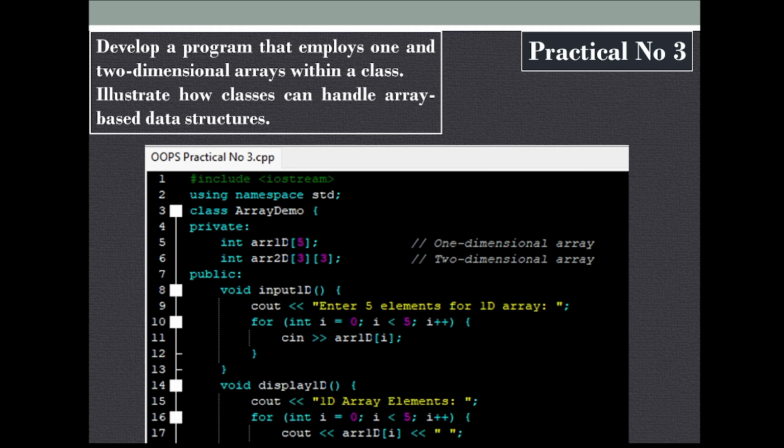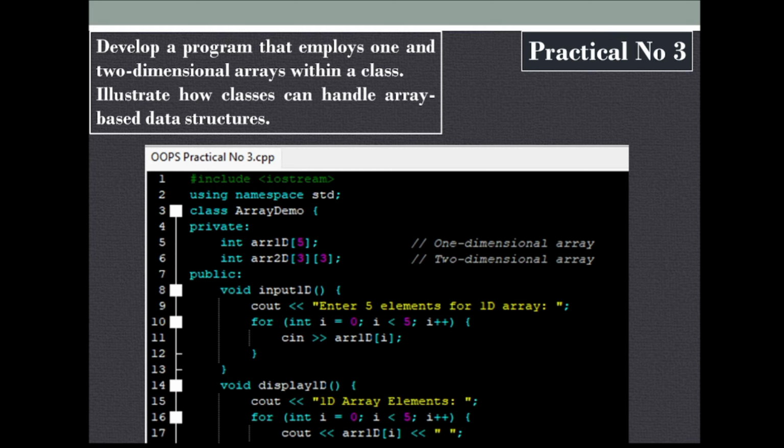The above all I have discussed in the previous video, so do check it out. Inside the private section, I mentioned int array1D[5] and int array2D[3][3]. The first one, int array1D[5], declares a one-dimensional array of 5 integers. And the second one declares a two-dimensional array, a 3 by 3 matrix. Now, both these arrays belong to the class.